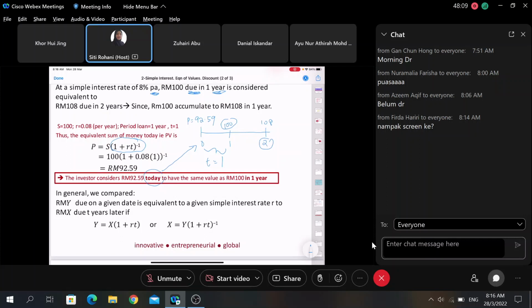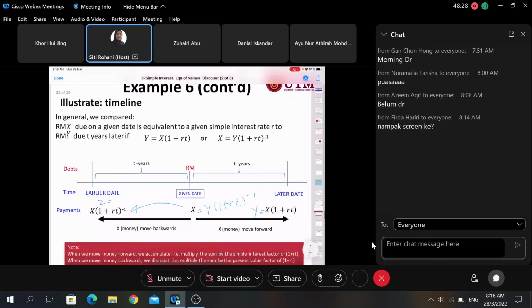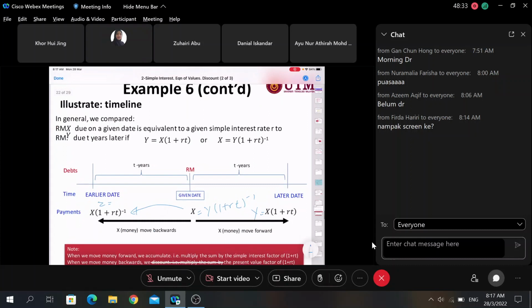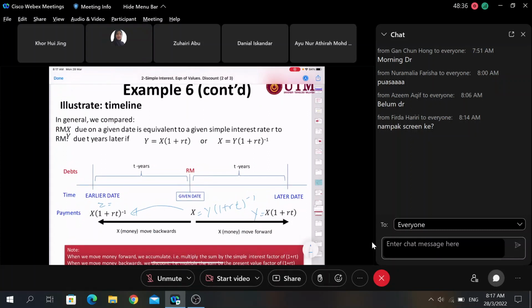Okay, in general, we compare RMY due on a given date as equivalent to a given simple interest rate R to RMX due T years later. If we have these two equations, let us look into this equation. In general, we compare RMX due on a given date as equivalent to a given simple interest rate R to RMY due T years later.